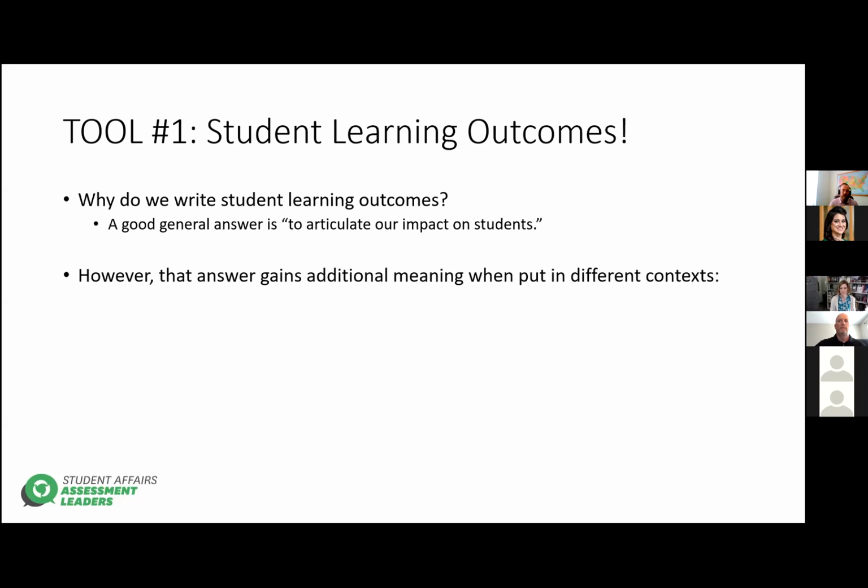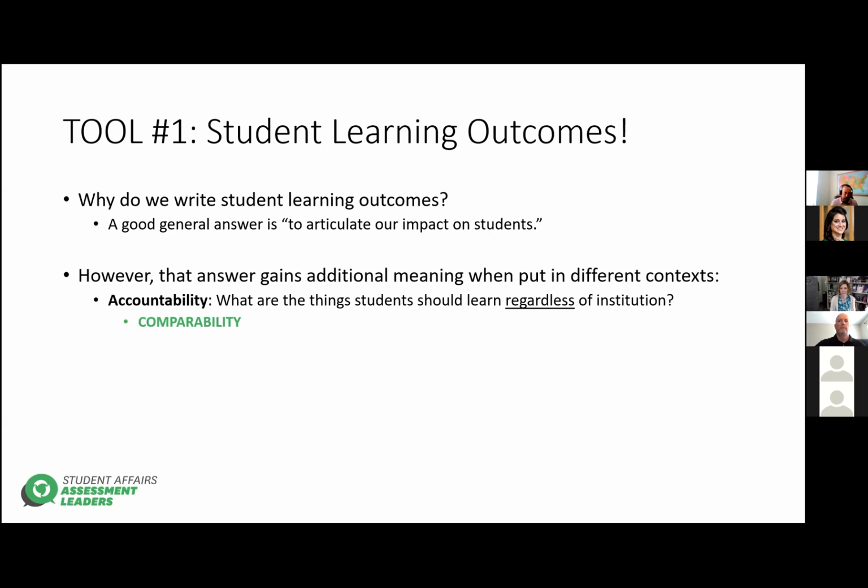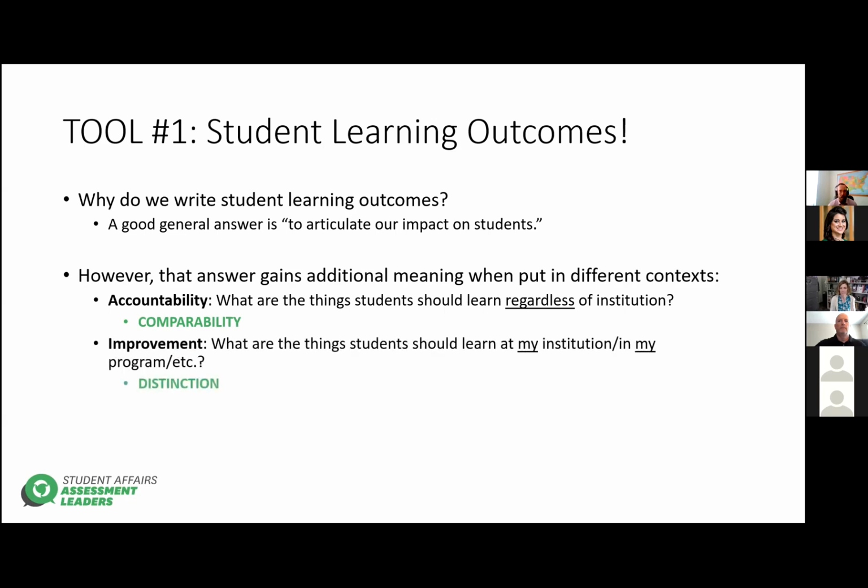But the way we answer that question and seek to articulate that impact varies, again, based on this paradigm shift, because in an accountability era, we were trying to articulate the things that we thought students should learn regardless of institution. That's the idea, that an accountability agency says every student needs to have a certain level of critical thinking or civic engagement or whatever the construct might be. And in that world, comparability is important. But in an improvement-based era, we are now trying to articulate the things that students learn within my program or at my institution. And now we're trying to distinguish very different purposes in writing our student learning outcomes.